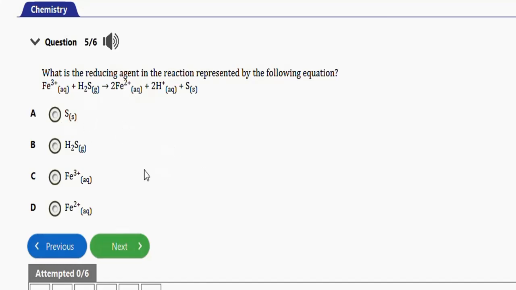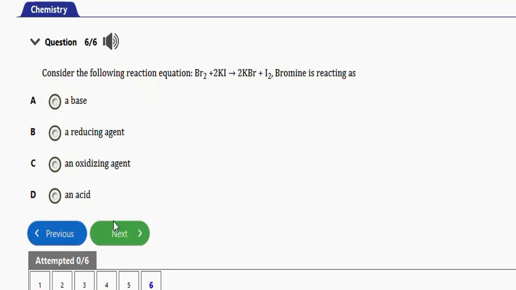The last question I have here before I end this video is this one. It says, consider the following reaction equation. We have bromine gas reacts with 2 moles of potassium iodide to give 2 moles of potassium bromide and iodine gas. Bromine is reacting as, so from this reaction we have here, bromine is reacting as an oxidizing agent, option C.